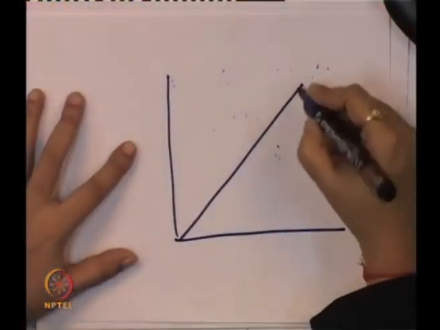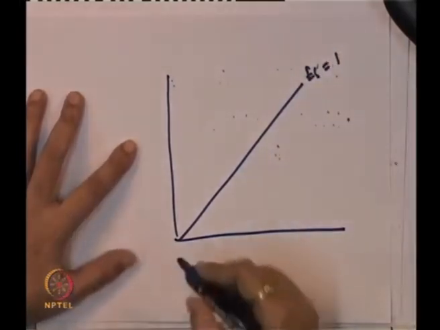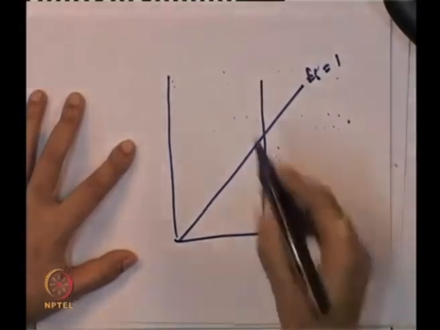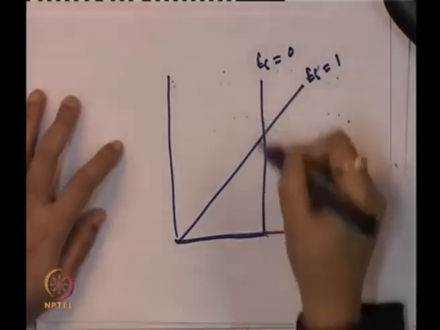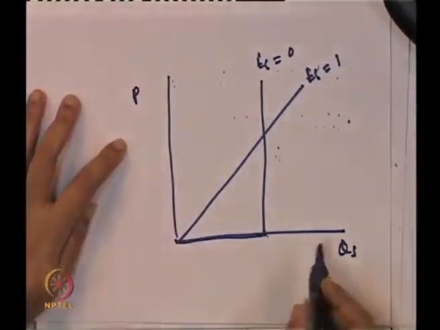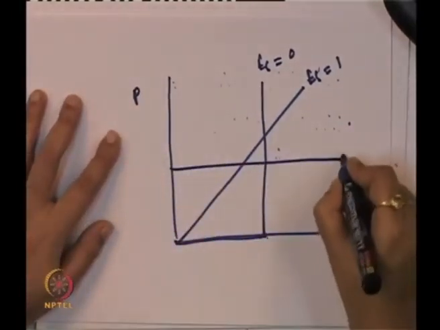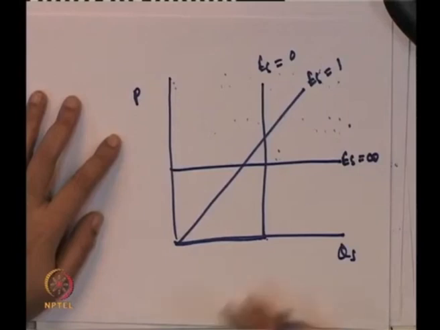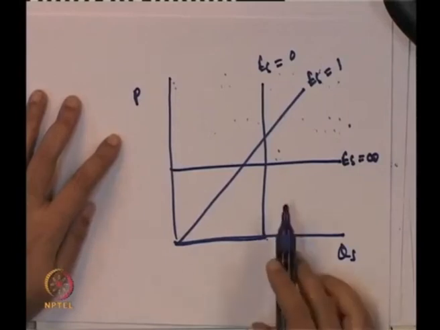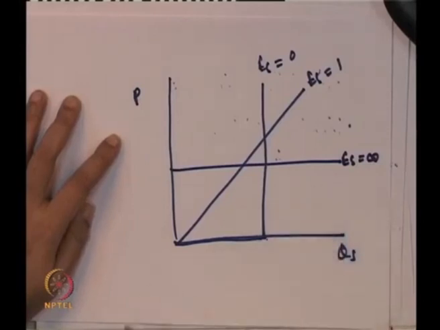Now, if we summarize all these types of elasticity, whether it is equal to infinite, equal to 0, greater than 1, less than 1 or equal to 1, and take everything in one graph, this is what it gives us: elasticity of supply equal to 1. Then this gives us elasticity of supply equal to 0, because there is no change in the quantity supplied even if the price is changing. This gives us elasticity of supply equal to infinite: a small or negligible change in the price leads to a greater change in the quantity supplied.